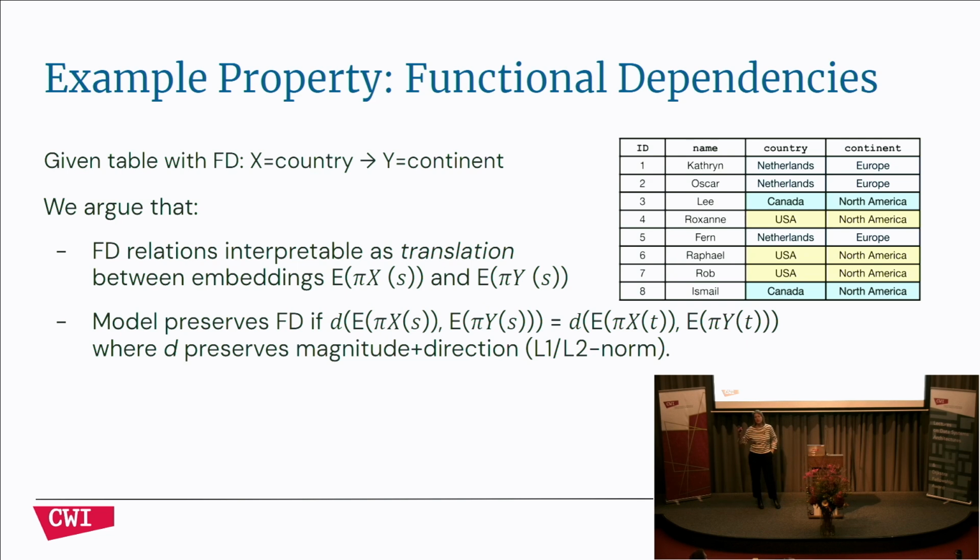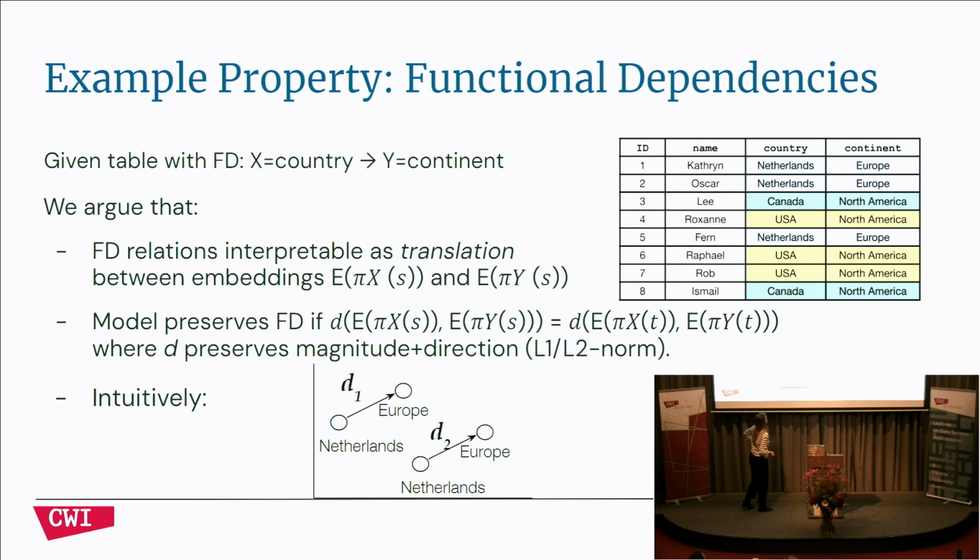I'm not going to go over all the details here, but what we want to understand is if a model preserves these functional dependencies, then the distance between the embeddings of the same pair, so Netherlands and Europe, across different rows should be roughly 0, or at least approximately 0. Here, a bit more intuitively, maybe those rows and the embeddings shift in the space, but the distance between Netherlands and Europe in row 1 should be the same as Netherlands and Europe in row 2.